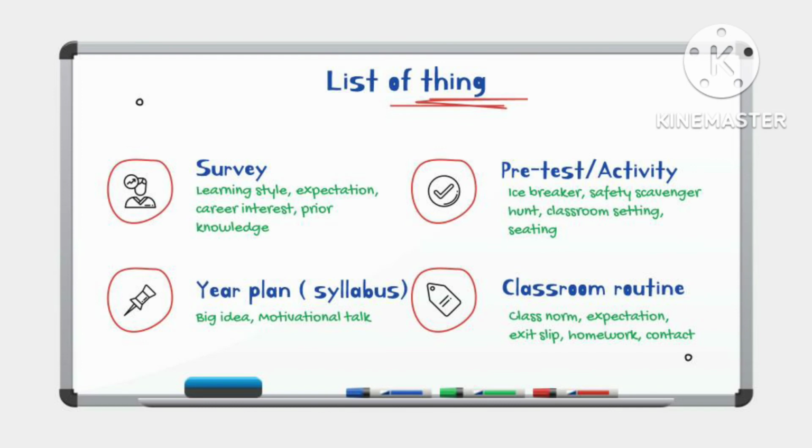A pretest or activity warms students up. They start to talk and feel more comfortable. Another activity I might consider is a safety scavenger hunt. Then I want to share the year plan. I believe when we know the big picture, we can do better in decision making and understanding. I am considering a year plan activity and a motivational talk such as a nature of science discussion.